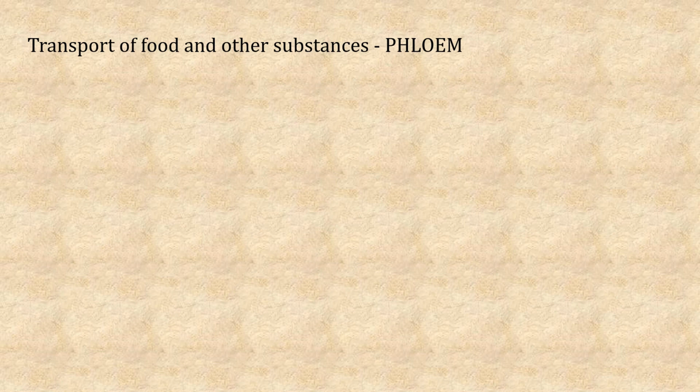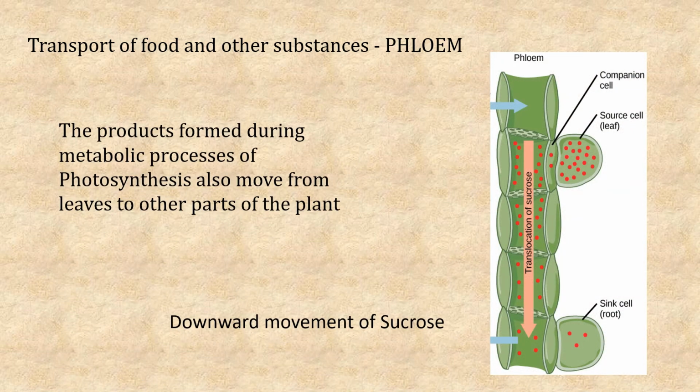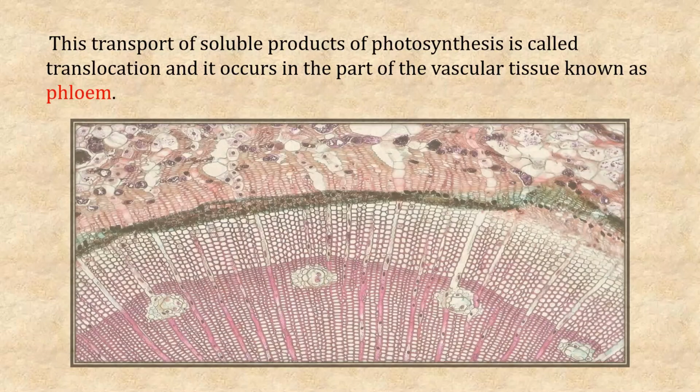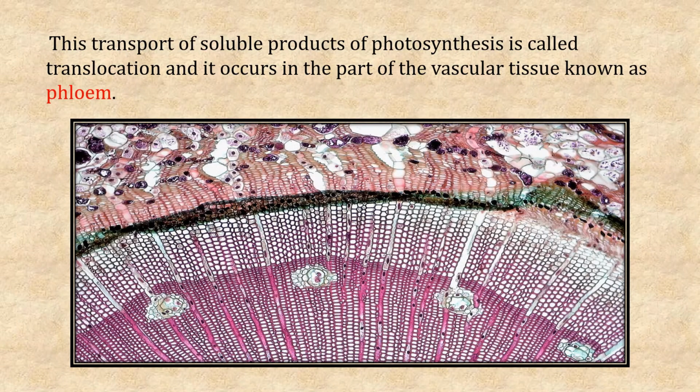Transport of food and other substances. Phloem. Let's talk about phloem now. The products formed during metabolic processes of photosynthesis also move from leaves to other parts of the plant. You can see the downward movement of sucrose. This transport of soluble products of photosynthesis is called translocation, and it occurs in the part of the vascular tissue known as phloem.